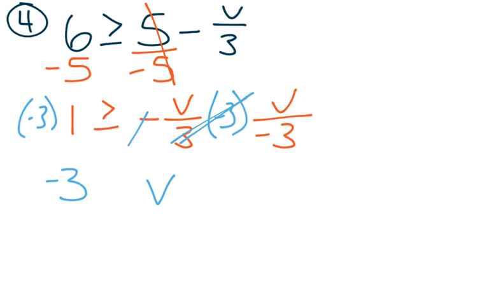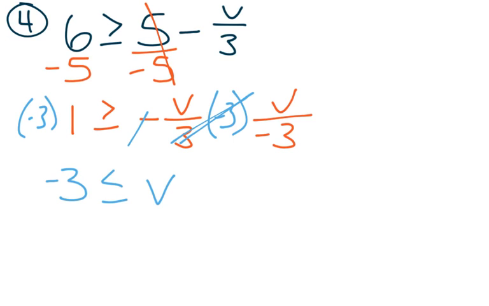Now the question becomes, do I flip my inequality sign? And the answer here is yes. I multiplied by a negative. This number was negative, and if that number is negative, we need to flip our inequality sign. So negative 3 is less than or equal to v.